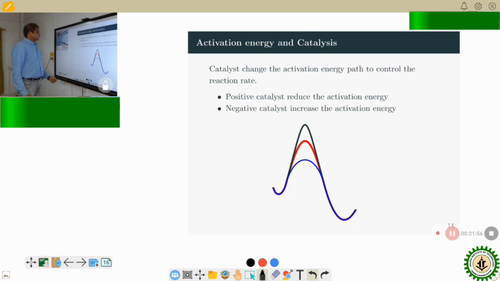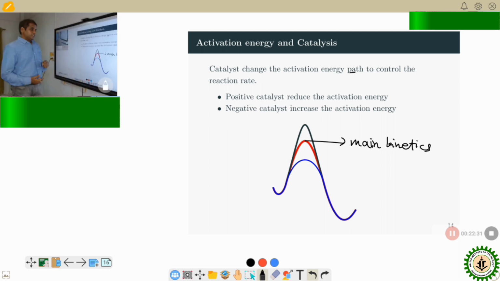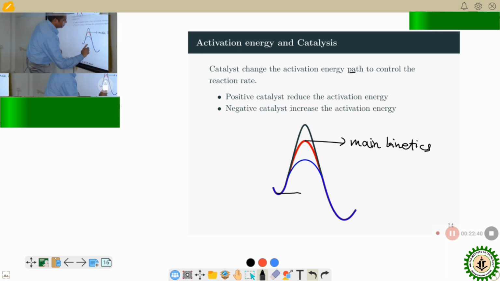Now we will discuss the activation and the effect of a catalyst. So we know that a catalyst can change the rate of a reaction. How? Mainly the catalyst changes the activation energy path or the activation energy barrier. So suppose this is my main reaction or main kinetics, the positive catalyst, that means whichever increase the rate of a reaction, those are called positive catalysts. They reduce the activation energy barrier.